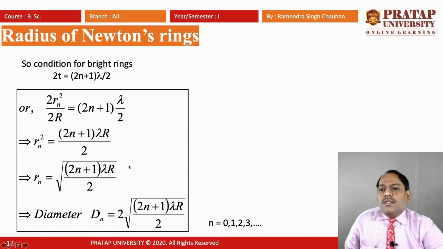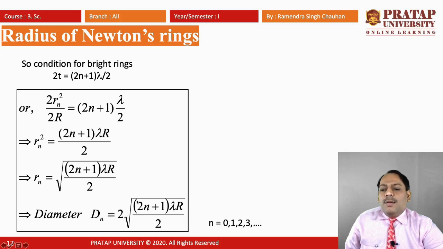Now, using this thickness T, the condition for bright rings can be determined. We know 2T is equal to (2n plus 1) lambda by 2, where T is equal to Rn square upon 2R. Putting this value, we get 2Rn square upon 2R is equal to (2n plus 1) lambda by 2. So we get Rn square is equal to (2n plus 1) lambda R by 2, and hence Rn is equal to under root of (2n plus 1) lambda R by 2. So the diameter Dn is equal to 2 times under root of (2n plus 1) lambda R over 2, where n is equal to 0, 1, 2, 3 and so on.